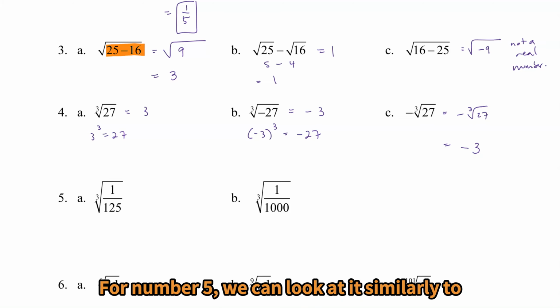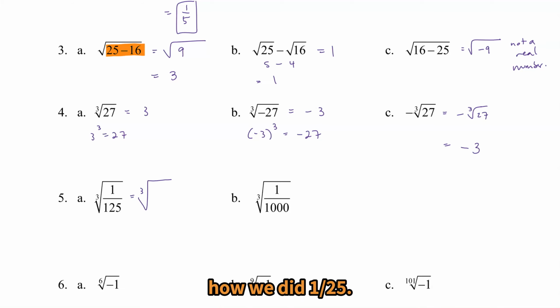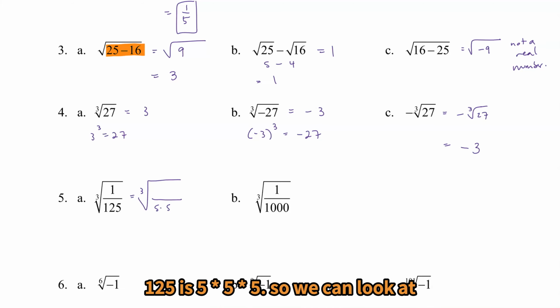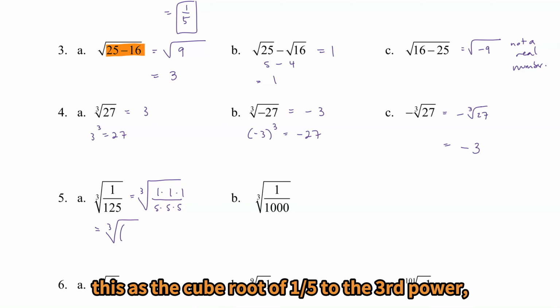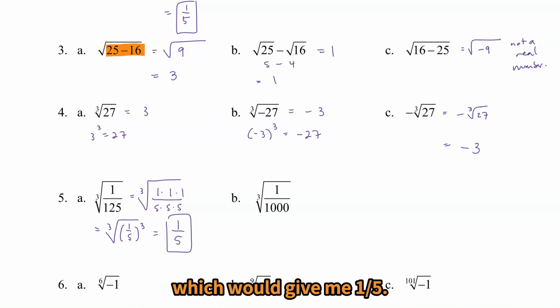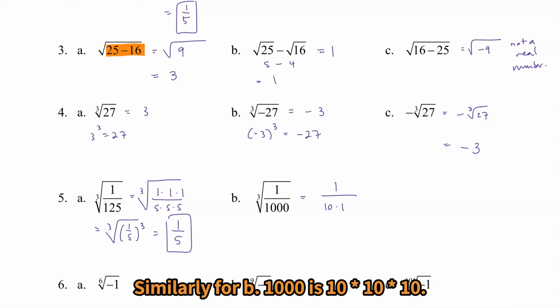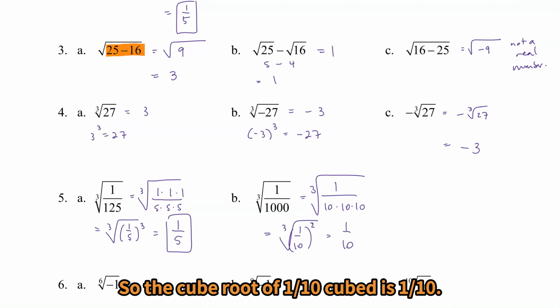For number 5, we can look at it similarly to how we did 1 over 25. 125 is 5 times 5 times 5, so we can look at this as the cube root of 1/5 to the third power, which will give me 1/5. Similarly for B, 1000 is 10 times 10 times 10, so the cube root of 1/10 cubed is 1/10.